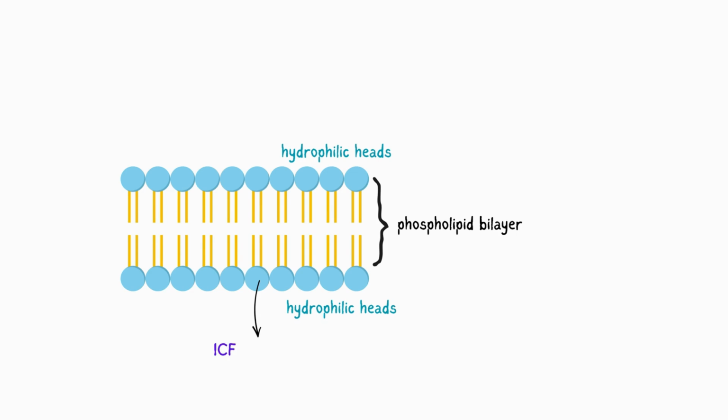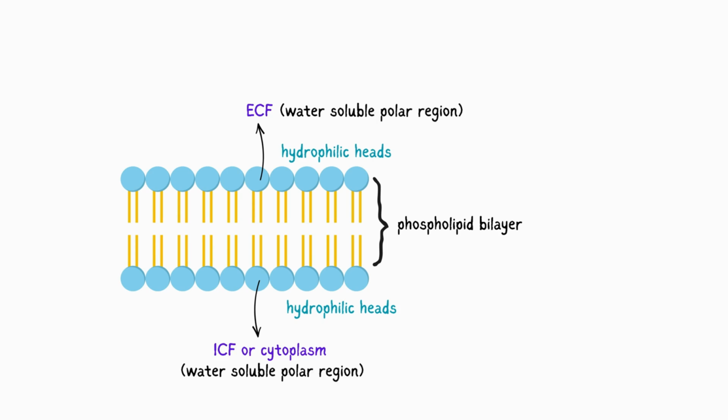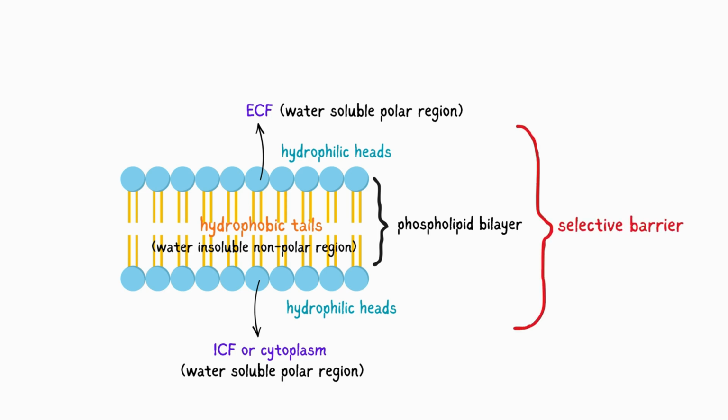the intracellular fluid or cytoplasm, and another towards the extracellular fluid, forming water-soluble polar regions on both sides of the cell membrane. The hydrophobic tails face inward toward each other, forming a nonpolar region, and it is insoluble in water. This arrangement creates a selective barrier that controls the movement of substances.